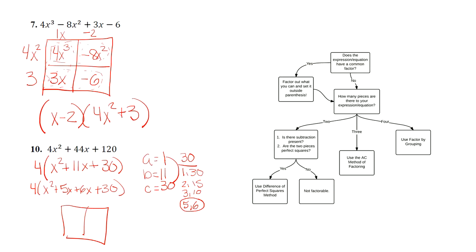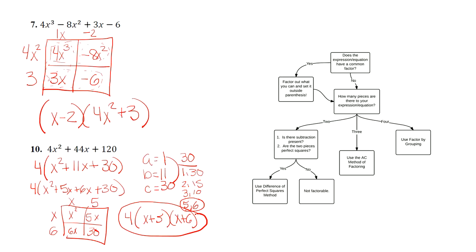Box that. So I got x squared, 5x, 6x, and 30. So, x. Looks like there's a GCF of 6 of that row and a GCF of 5. So my final answer would be 4, x plus 5, x plus 6 for the final answer of number 10.